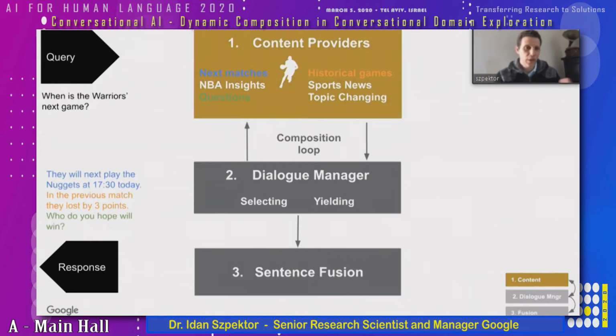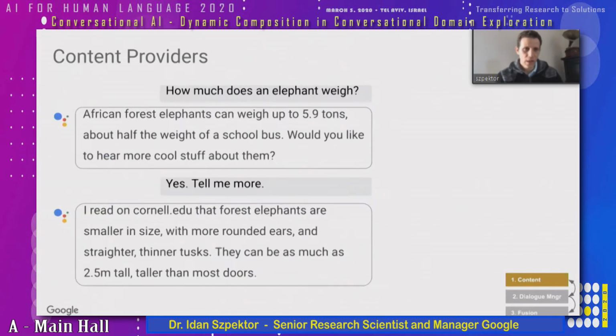If you want to change to another domain, it's mainly changing the providers. So if you're talking about sports, we'll change, for example, next matches or historical games. You might have news that's more related to sports than to encyclopedic information. And hopefully the architecture around the dialog manager and sentence fusion will remain the same. Okay, so I want to show you some content providers and how they can be combined together.